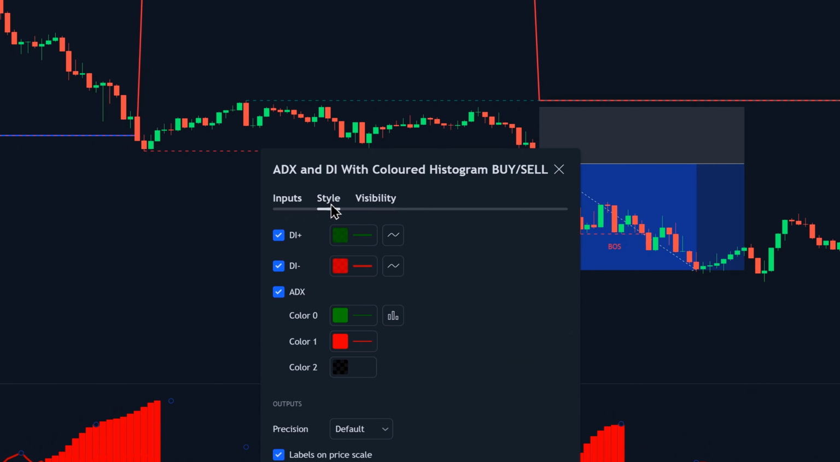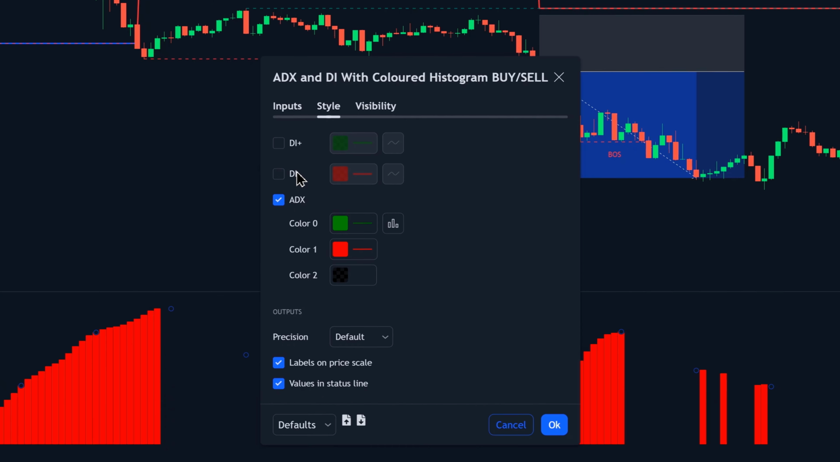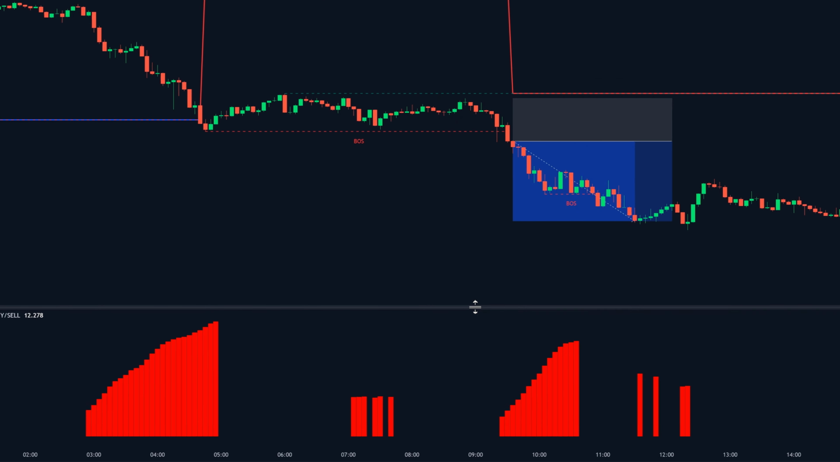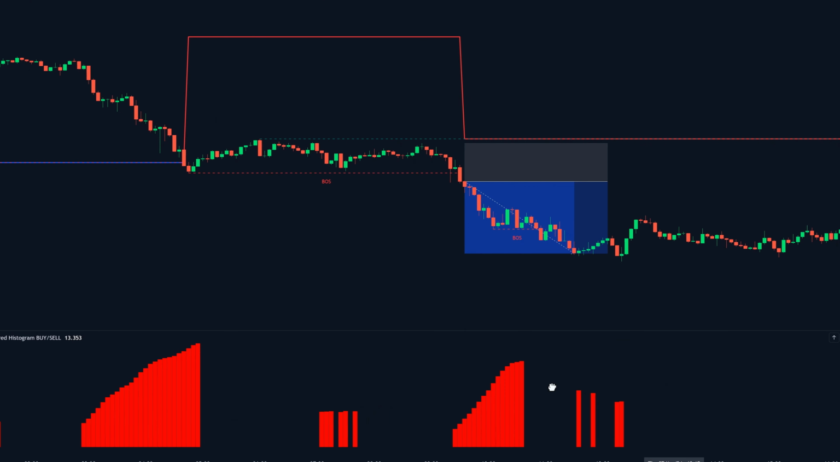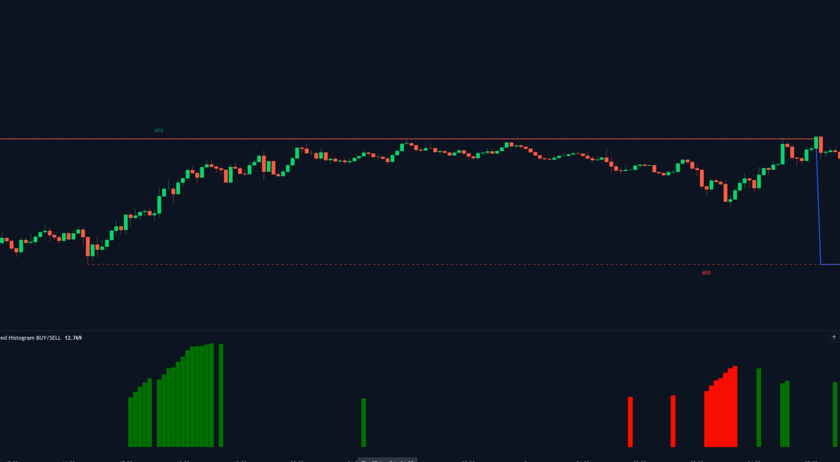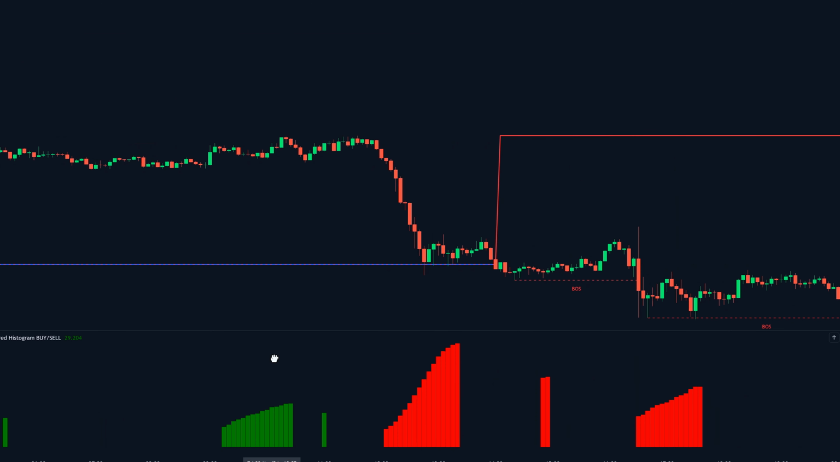On the style tab, we're gonna disable both the positive directional indicator, which is this first option, and the negative directional indicator, which is this second option. After that, click OK. So we're gonna be using this modified version of the ADX and DI indicator to identify the strength and direction of market trend.